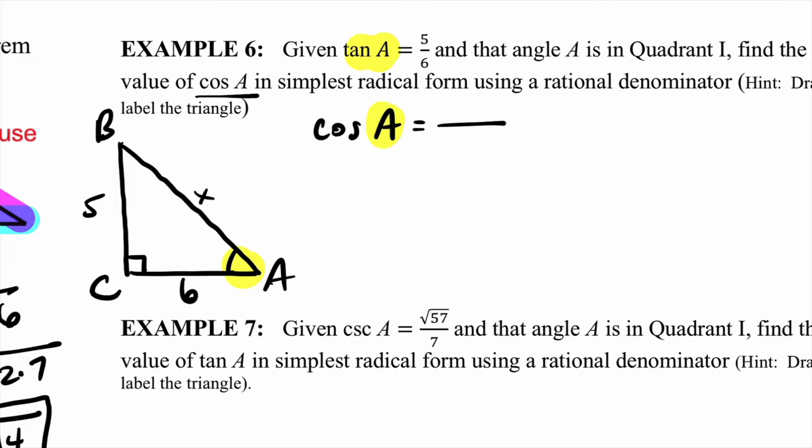Okay, so cosine of A is adjacent over hypotenuse, right? So what's adjacent to A? 6. Over hypotenuse. What is the hypotenuse? X. We don't know that, right? Well, in order to finish the problem, we have to know that. So what methods am I going to use to figure out what X is equal to?